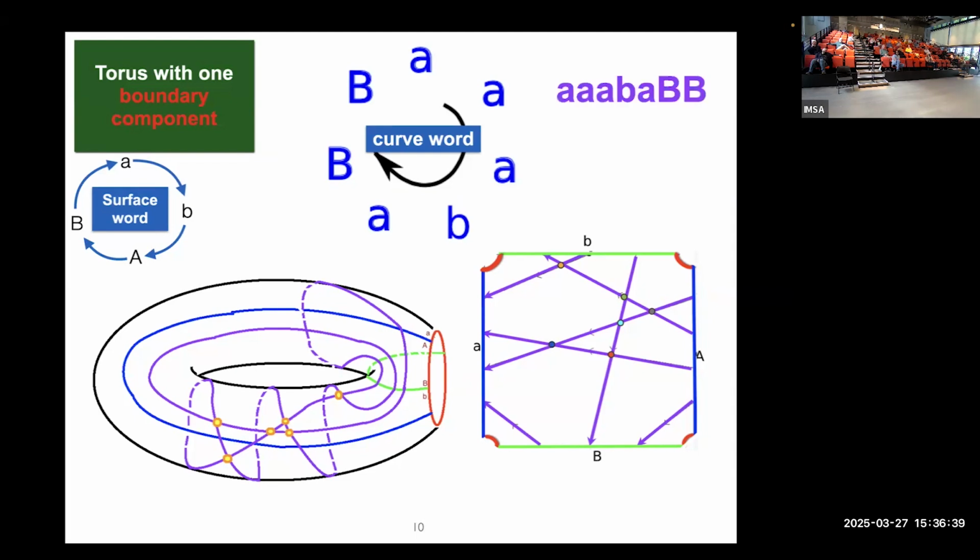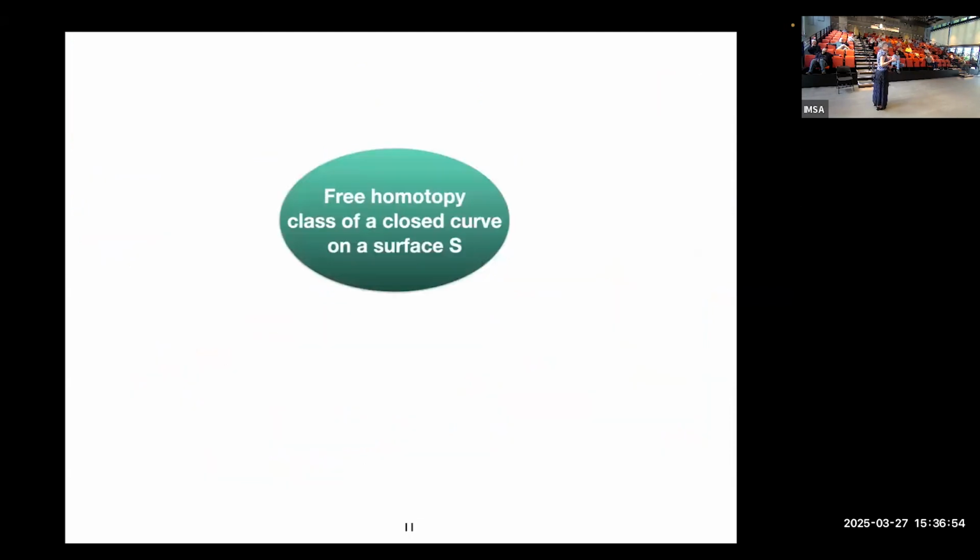But from now on, I'm going to write the letters of the curve word as a linear word, because it's very painful to organize the letters in a circle, but your imagination should put it in a circle. And before I continue, I told you a general purpose for the next half an hour, which is we're going to look at three homotopy classes of closed curves.